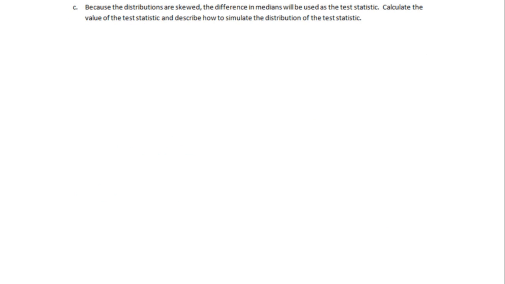Because the distributions are skewed, the difference in medians will be used as the test statistic. Calculate the value and describe how to simulate it. Okay, so the value for the median for home is 2, and for road is 1. So it will be 2 minus 1, which is 1.